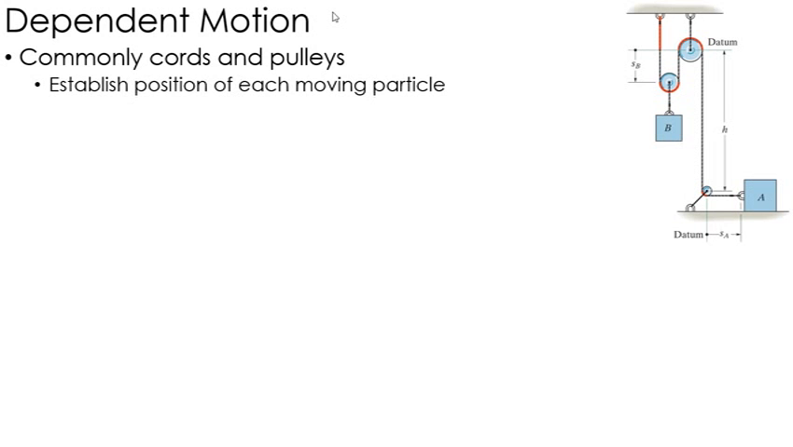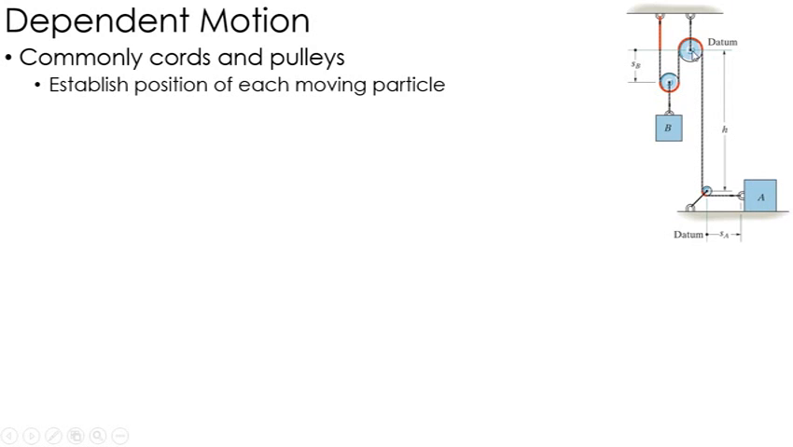Okay, the first thing we need to talk about here is dependent motion, and as the name suggests, it's when one particle is dependent on the motion of the other. This commonly shows up in cords and pulleys, such as what I have here. The way to deal with this is to determine the position of each moving particle, which would be this pulley here and this block here. Those are the two moving particles in this sort of situation.